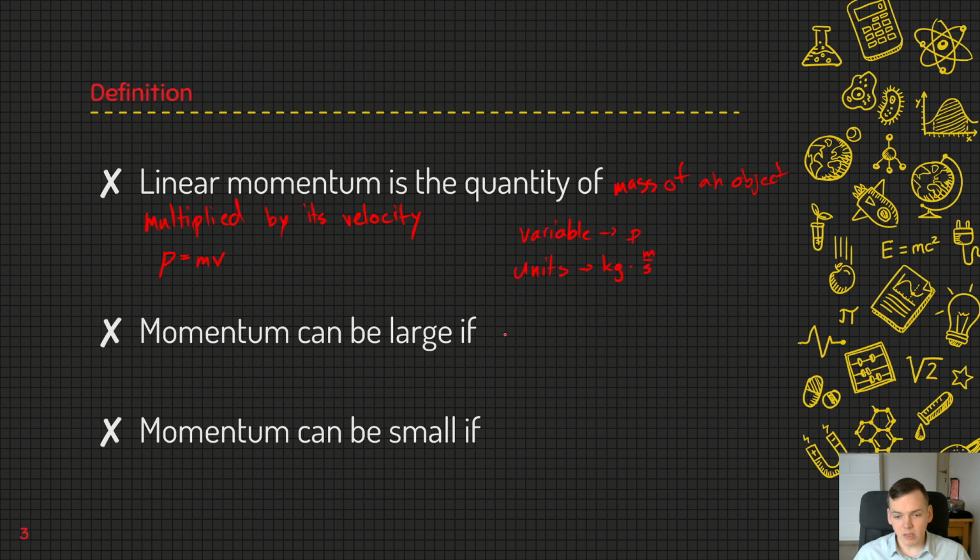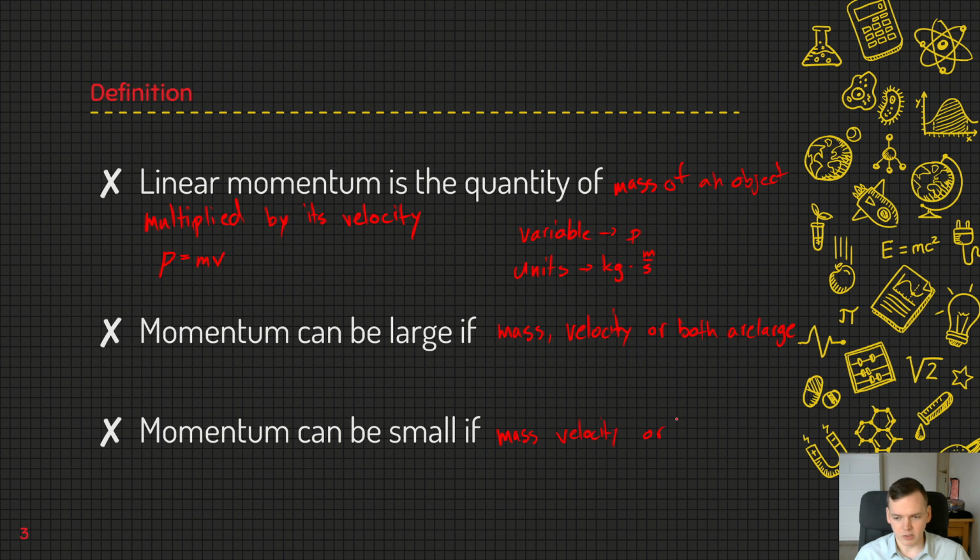So momentum can be large if mass, velocity, or both are large. So something with a lot of momentum doesn't necessarily have to have a lot of mass if it has a lot of velocity. Something with a large momentum doesn't necessarily have to have a lot of velocity if it has a large mass. So it could be both, it could be one, it could be the other because of this expression here.